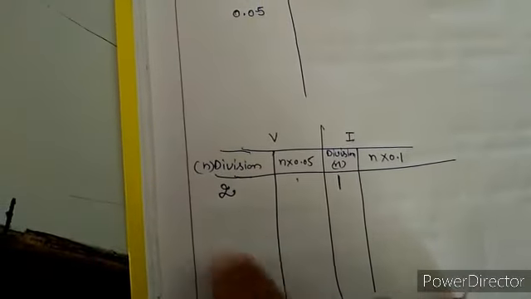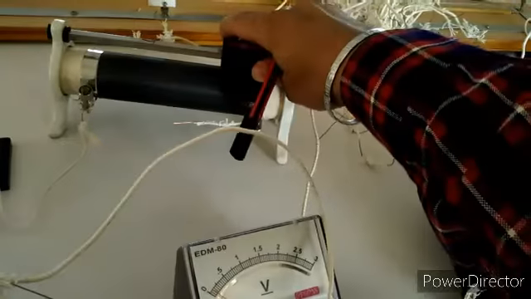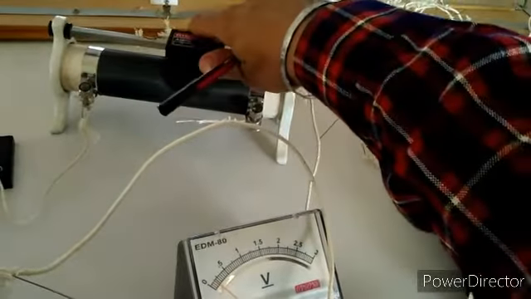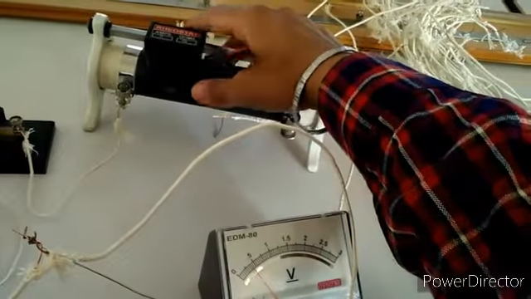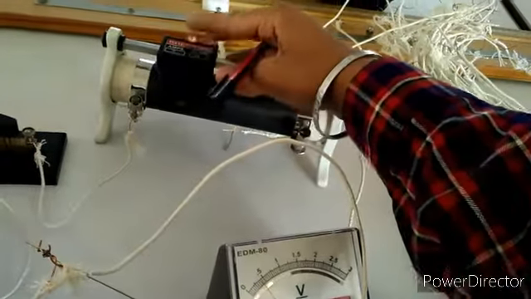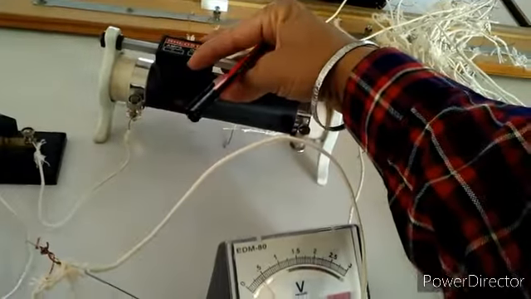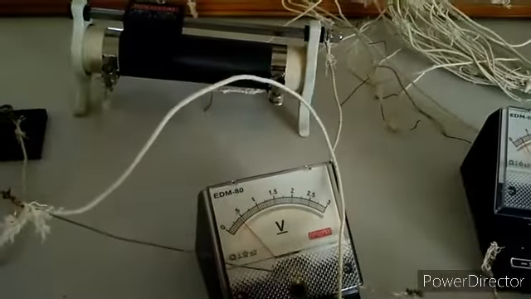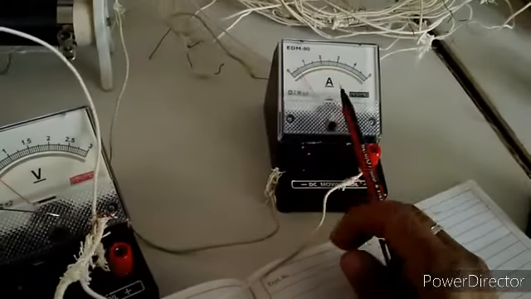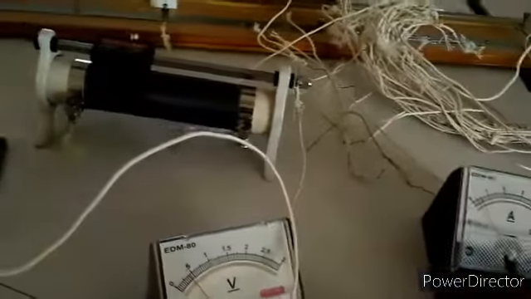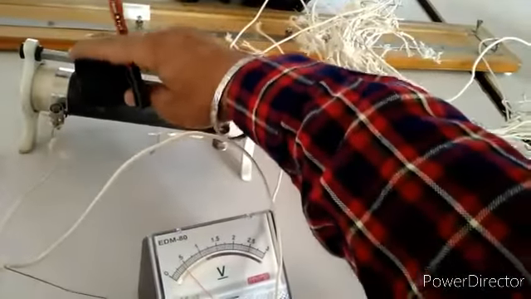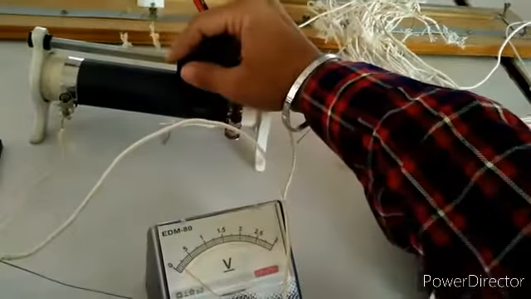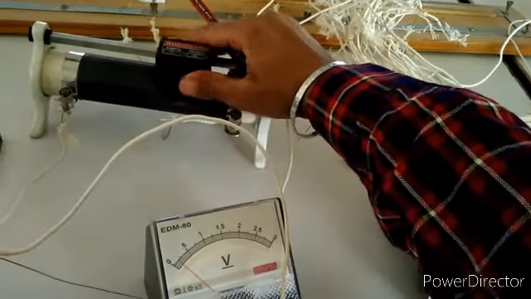Similarly, we will take 2 or 3 readings like this by changing the value of current with the help of the rheostat. As we move this rheostat to the left hand side, the value of potential is increasing and current also increases. So in this way we will take the readings with the help of the rheostat without changing the source voltage.